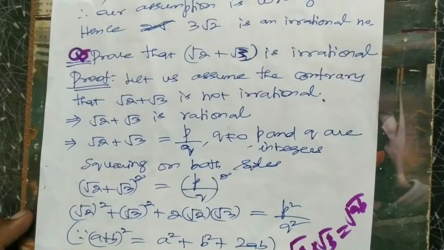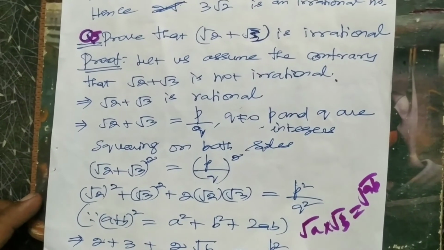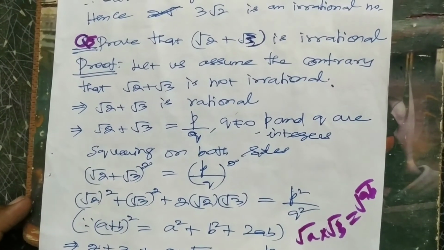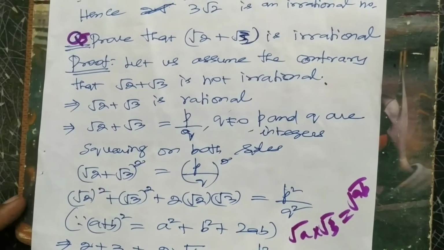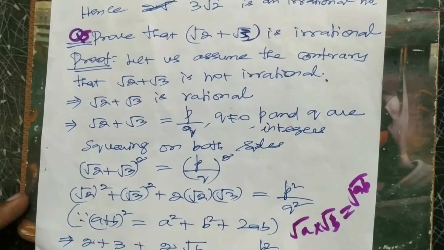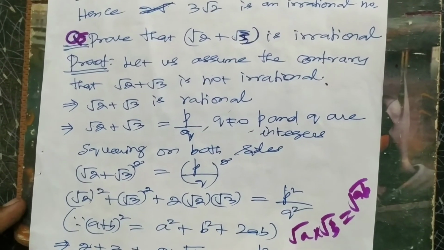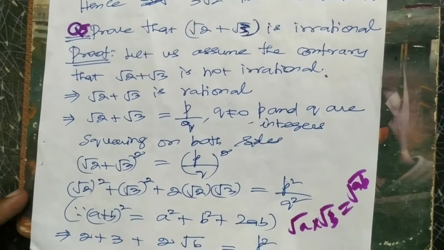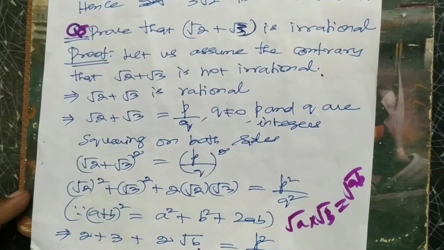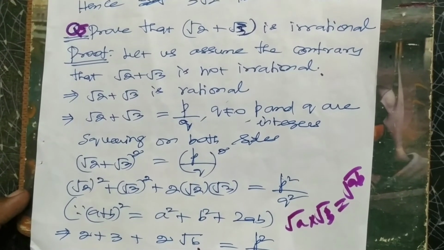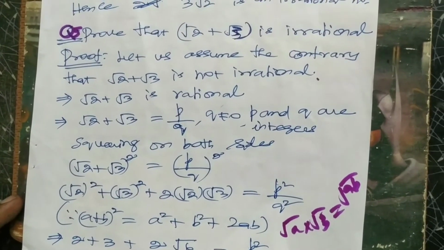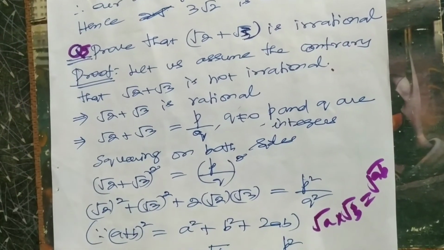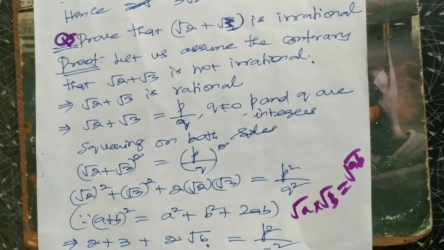Prove that root 2 plus root 3 is irrational. Let us assume the negation of this statement. Root 2 plus root 3 is not irrational. Not irrational means rational. Then every rational number can be written in the form p by q, q not equal to 0, p and q are integers. That is why we write root 2 plus root 3 equal to p by q.